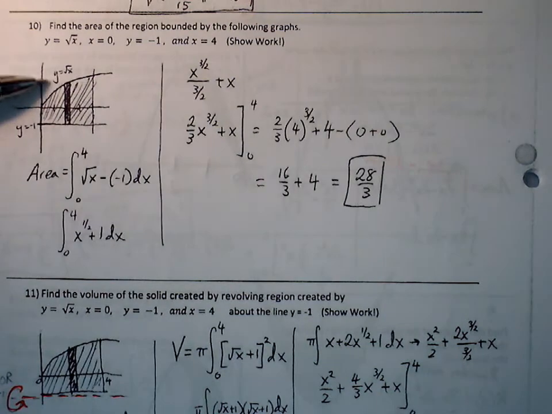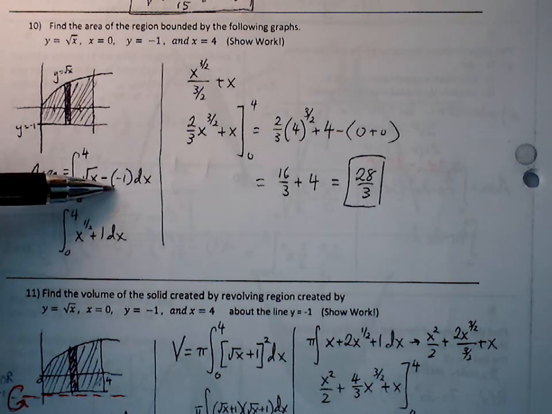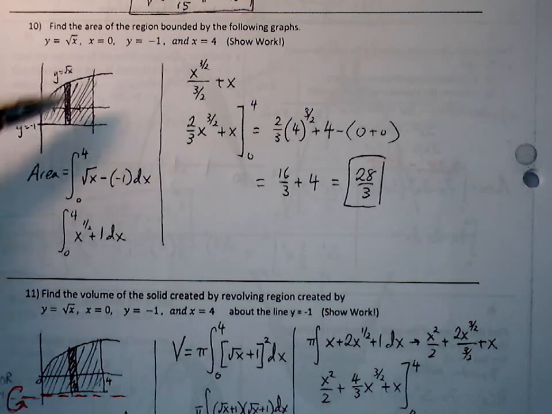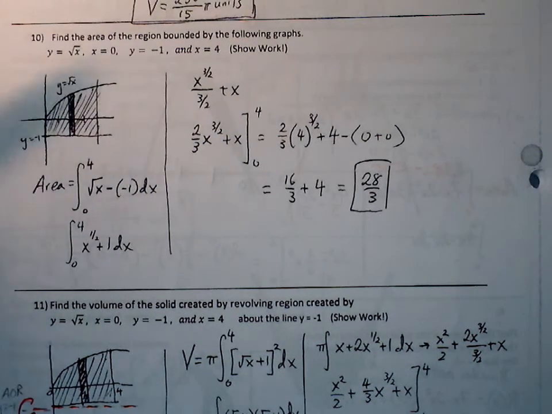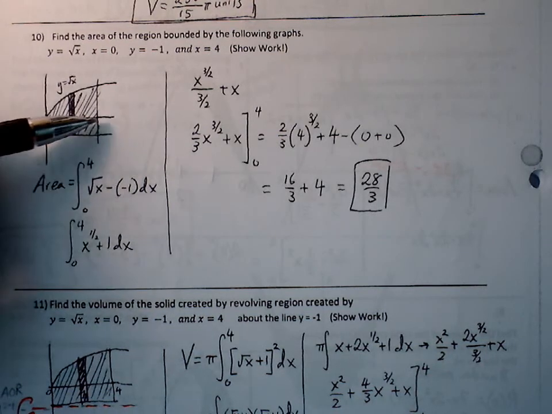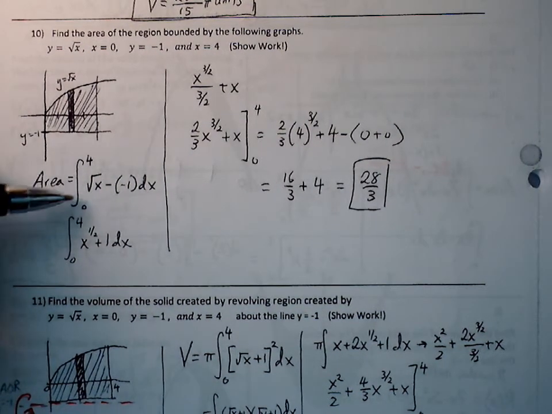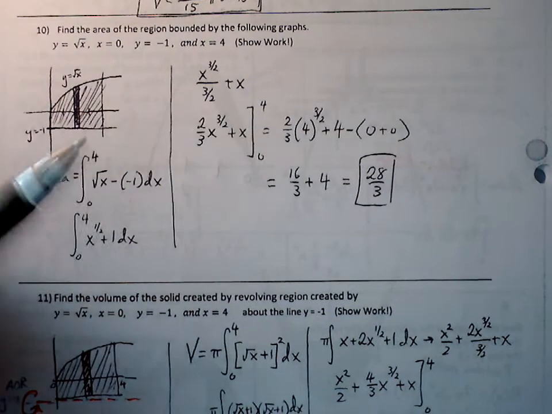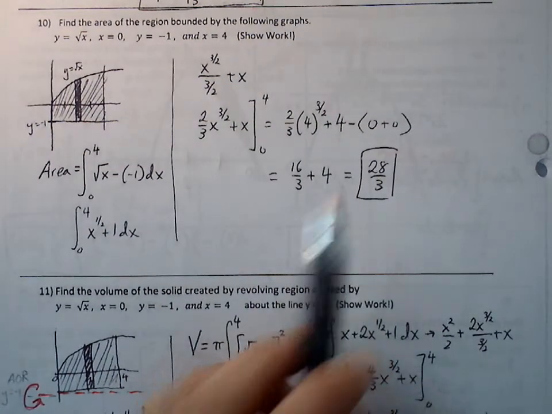So the area, we do top minus bottom. So it's the root x minus the line below, negative 1. And then our bounds, we can tell because we have just nice horizontal lines, nice vertical lines on either side of the boundary. So we can tell that's 0, and this is going to be 4. So from 0 to 4. Enter in our calculator, or we can work this out by hand using power rule. Either way, we get 28 over 3.